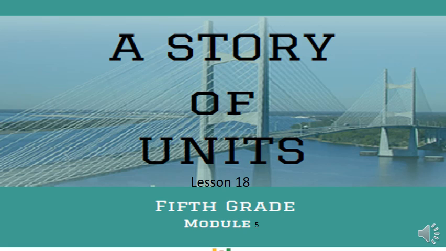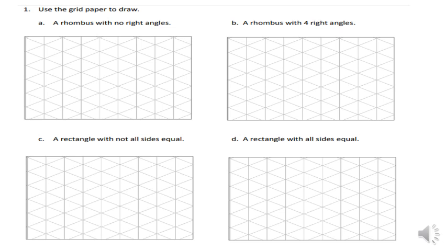Okay, in lesson 18, we're working with rectangles and rhombuses. The first one says a rhombus with no right angles. Now, the important thing to know for a rhombus, and the most critical property of it, is that all sides are equal. So, now this has no right angles.